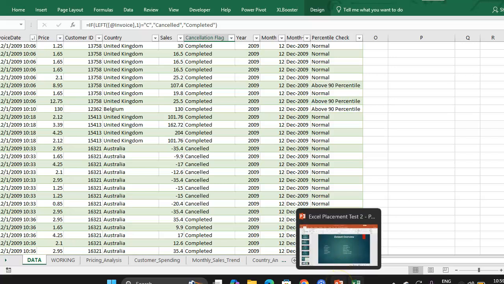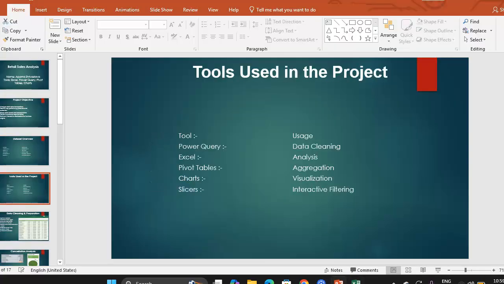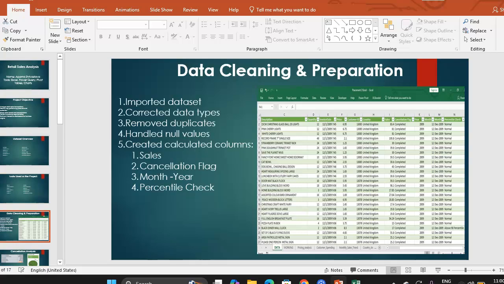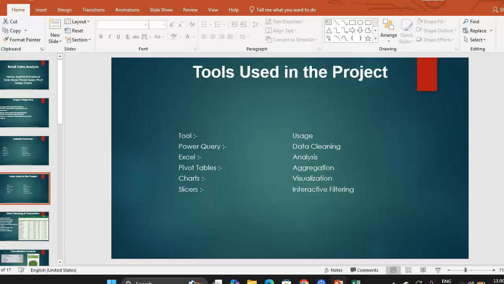Then the tools and technologies used. For this project, I used several Excel features and tools. The first tool was Power Query. Power Query is used for data cleaning, data transformation, and data preparation. And some data cleaning was done in Excel only.